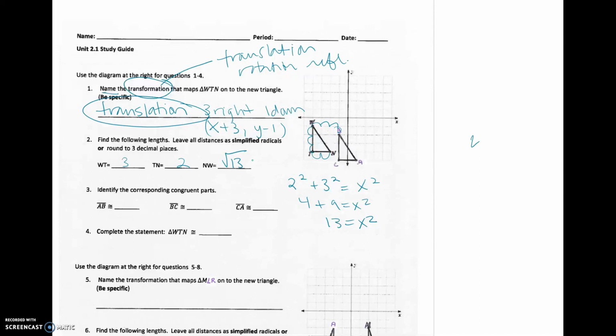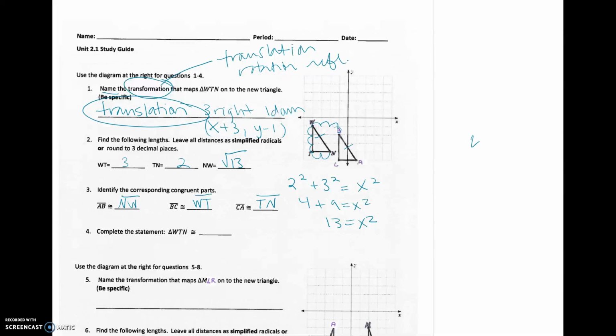The next question, identify the corresponding congruent parts. So these triangles are congruent. AB is congruent to NW, so I would put NW here with the bar above. BC is congruent to WT. And CA is congruent to TN.